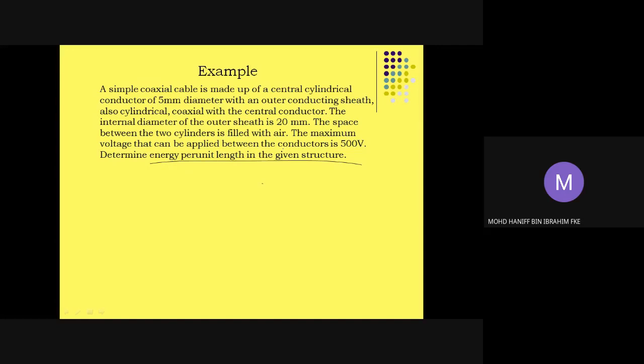So if I can resketch this problem, basically we are dealing with a simple coaxial cable which is made up of a central cylindrical conductor of 5 millimeter diameter with an outer conducting sheet which is also a cylinder, coaxial with the central conductor. The internal diameter is 20 millimeters. If I sketch the diagram for you, this is your internal conductor. The diameter is 5 millimeter, so you put the radius, which is 2.5 millimeter. Then the second conductor is outside here.